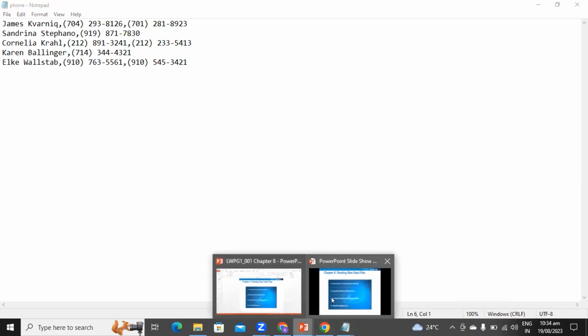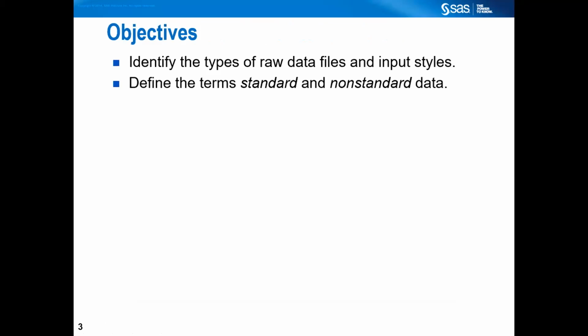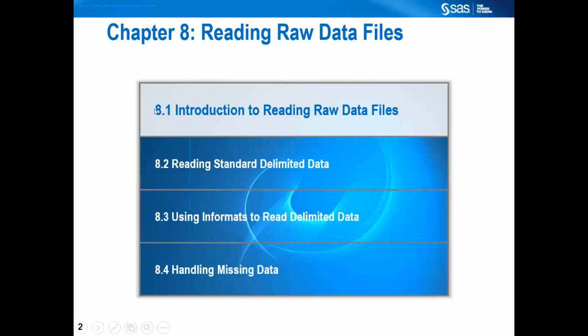So moving ahead, this is what we'll be looking at in this chapter: how to read raw files. All good. So the objective here will be identifying the types of raw files and the input style method, and we will define the terms standard and non-standard data. This objective is with respect to the introduction to reading raw data files. Then post that we'll look at how one can read standard delimited data. Then we'll see what an informatting process is to read delimited data, and we'll see how to handle missing data values.